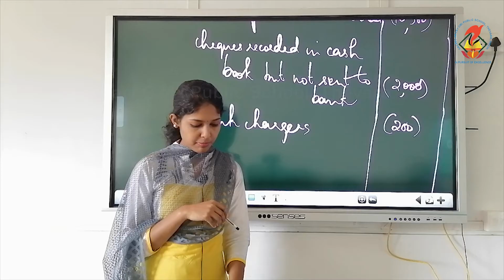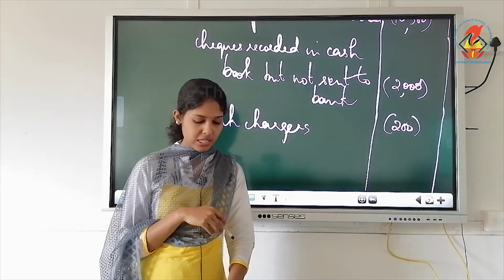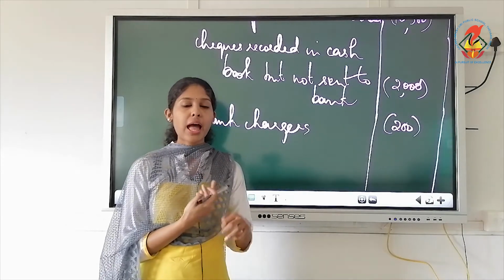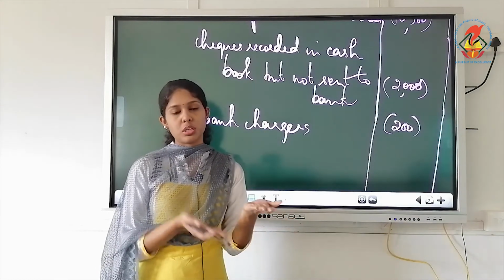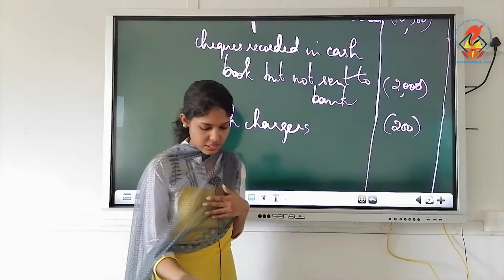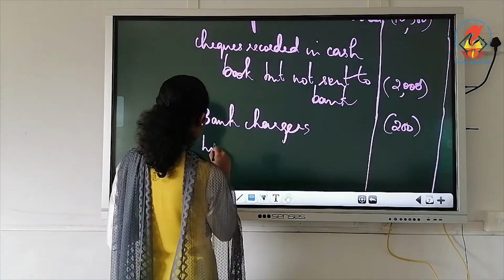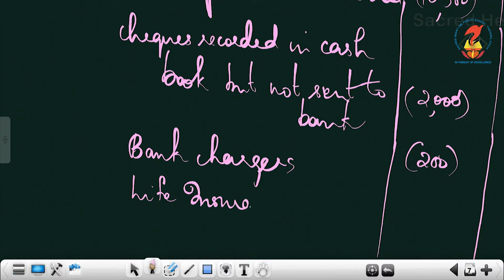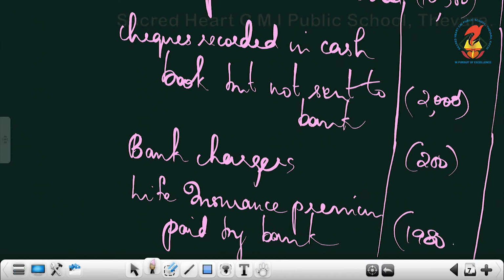Next one, premium on life policy of Gokul paid by bank on standing advice. He is the owner of our firm, and as per standing instruction, bank is making payment, so passbook will go down. So cash book also we have to less, that is 1980. You write life insurance premium paid by bank, 1,980.